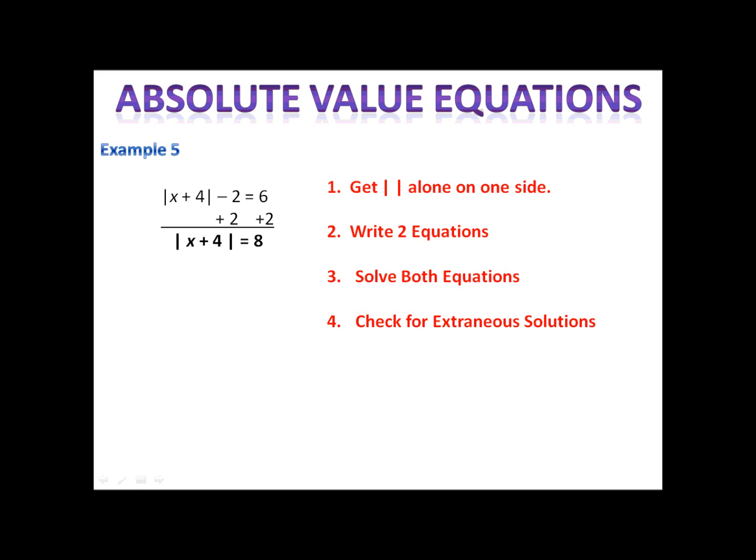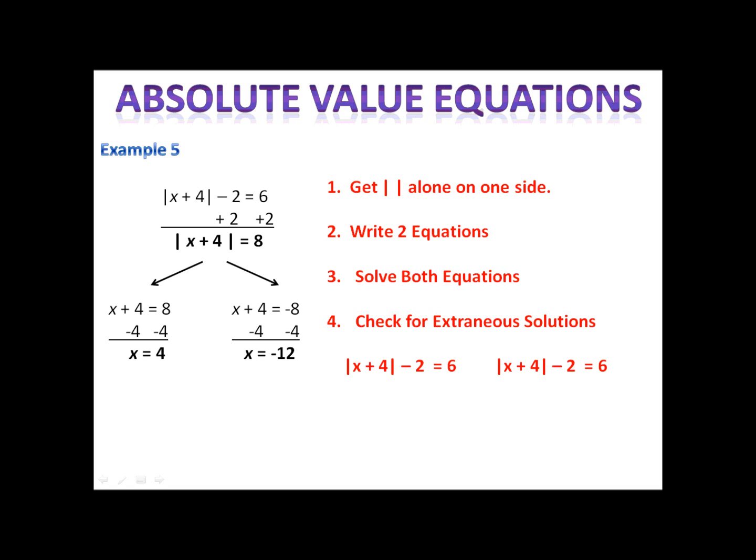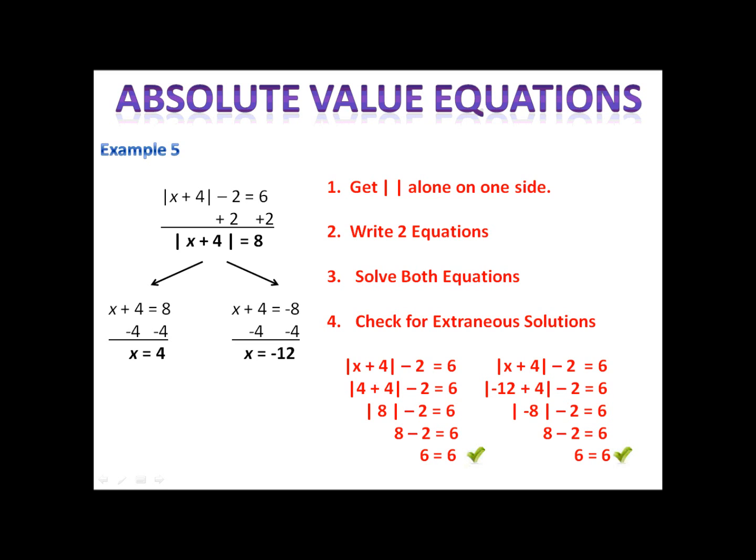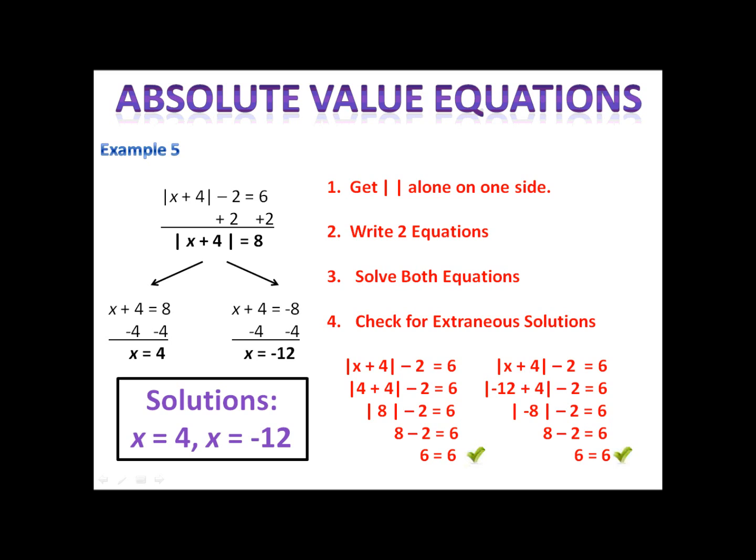Now I can write my two equations. X plus 4 equals 8. X plus 4 equals negative 8. Once I do that, I go through and I solve my equations. X equals 4. X equals negative 12. Finally, I'll check by plugging that into the original equation, seeing if they work. The first one does. The second one does. And so my solutions are x equals 4 and x equals negative 12.